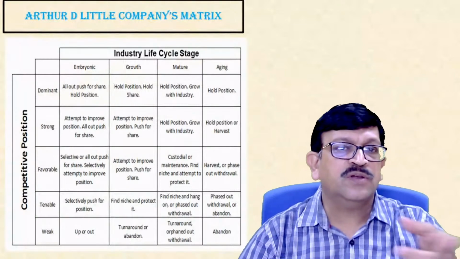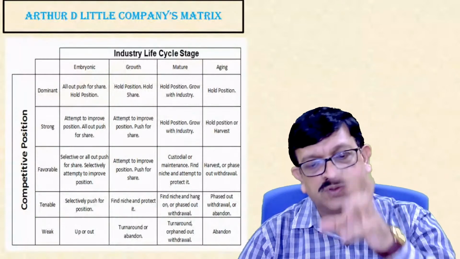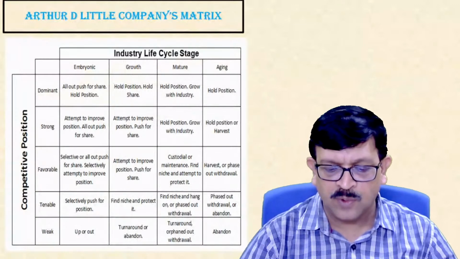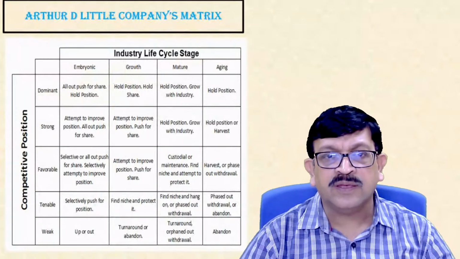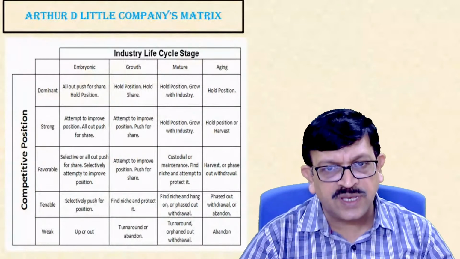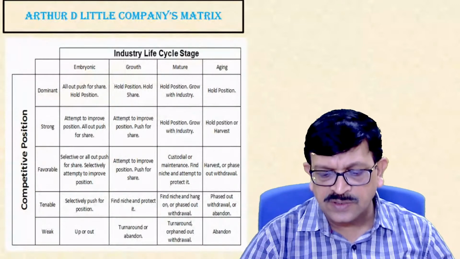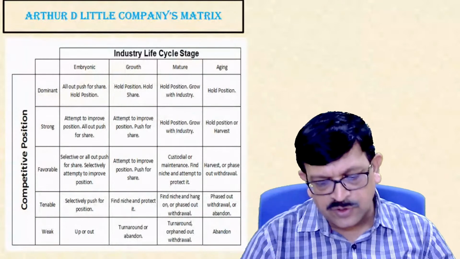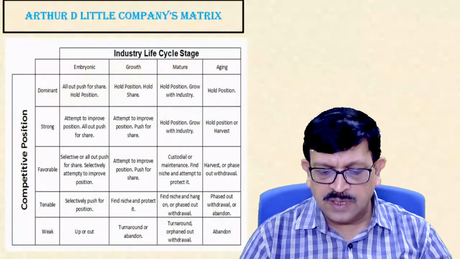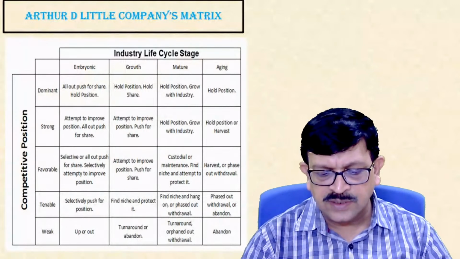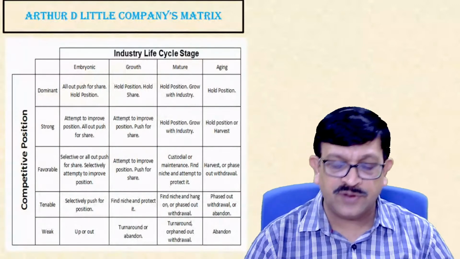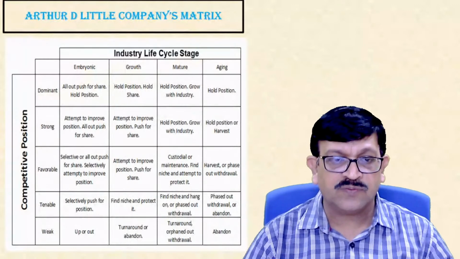So mostly, for mature market businesses, if you're in the mature markets, obviously you'll find that the dominant position is to hold and make the most out of it. As you move down to the aging part, it could be harvesting or going for a phased withdrawal from the marketplace. Now, unlike other product portfolio analysis, this is based on applicability, where it fits all types of situations of competition.